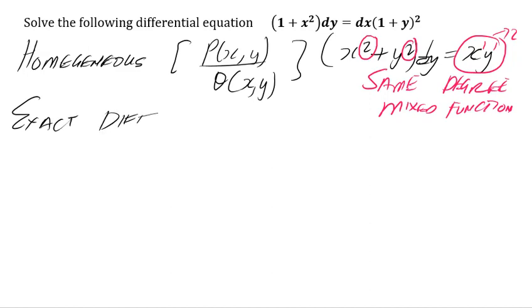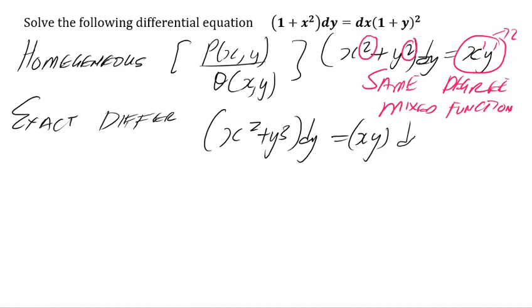And then the exact differential equation. An exact differential equation is more like a homogeneous equation, but they don't have the same degree. They are also mixed functions, but not the same degree. So you'll have x squared plus y cubed, dy is equal to xy dx. For the exact differential equation, you must have the differentiation of this side, which they normally call M, and this side they normally call N. So when you differentiate M and N, they must be equal. We'll get to that in another session.